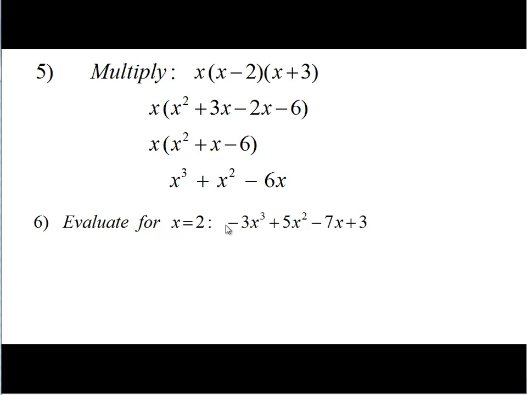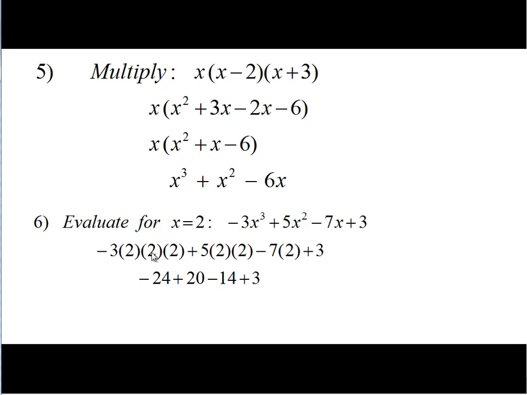Evaluate. Put the number 2 in. This is going to be 3 of them because it's cubed. That's going to be 2 of them. That's going to be 1 of them. So you have negative 3 with 3 2's after it, plus 5 with 2 2's because it's squared, minus 7 with 1 2. Then you take your calculator and evaluate this. 2 times 2 is 4, times 2 is 8, times 3 is negative 24. This is plus 20, minus 14, plus 3. Just type that in your calculator and you should get negative 15.